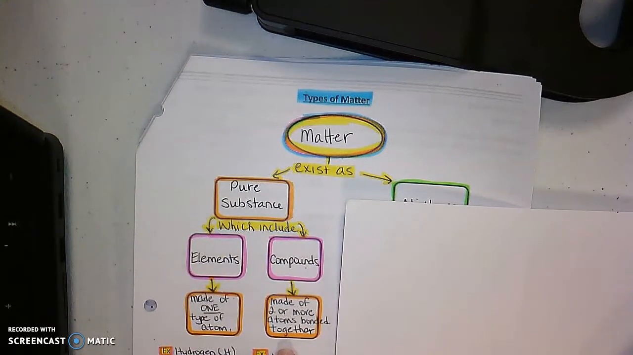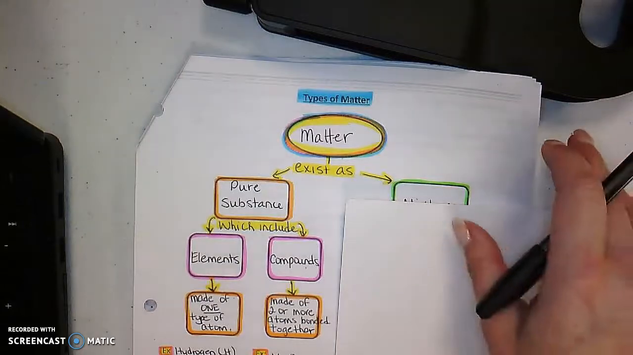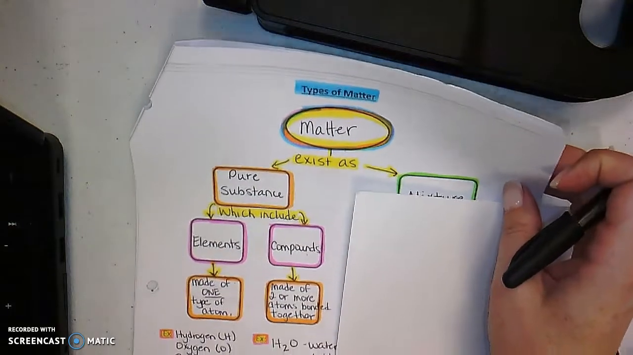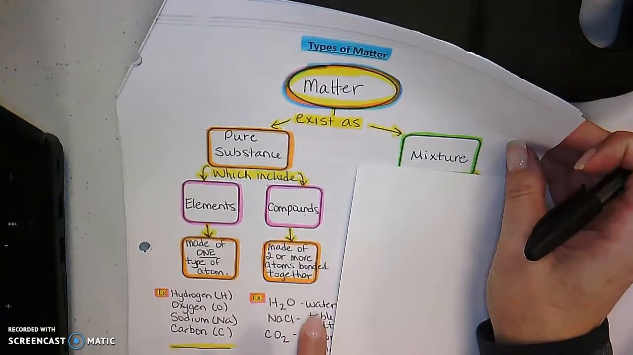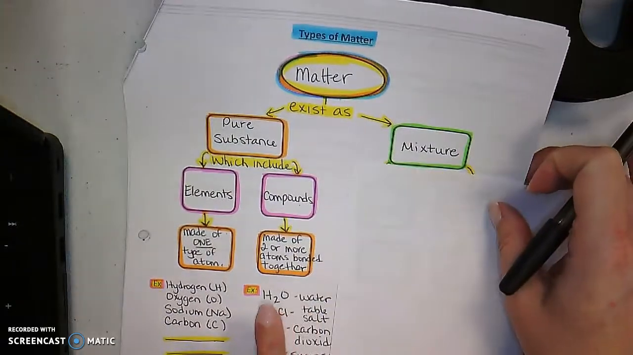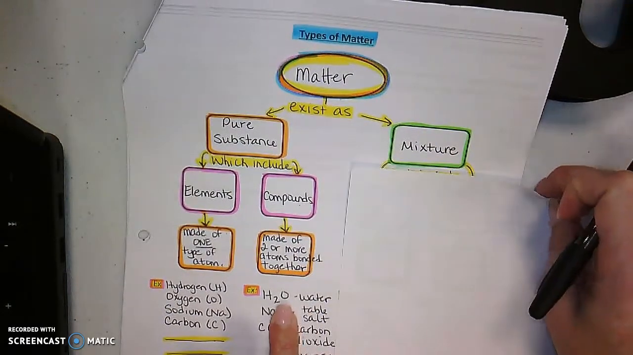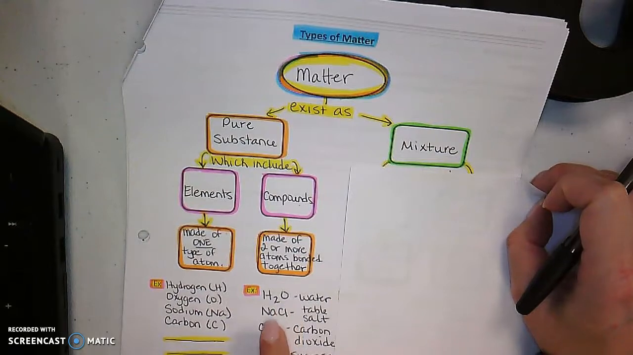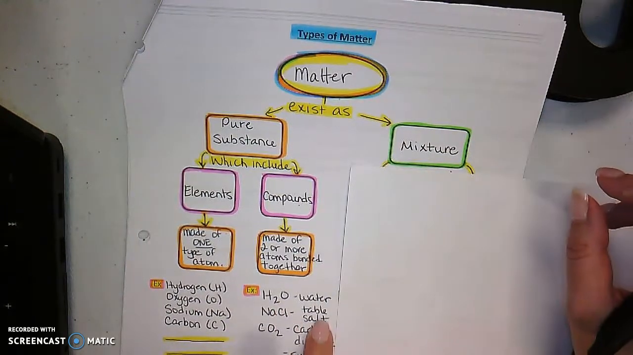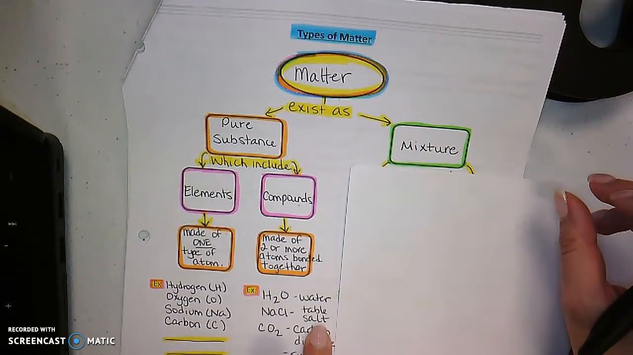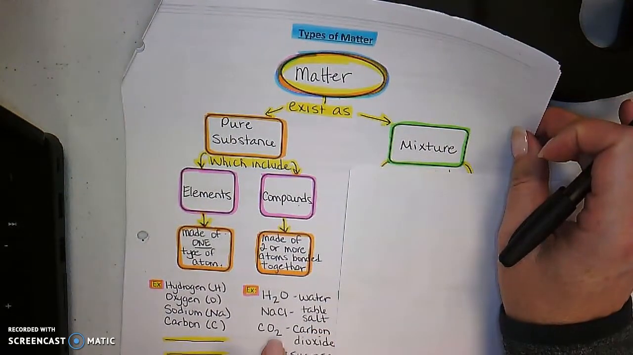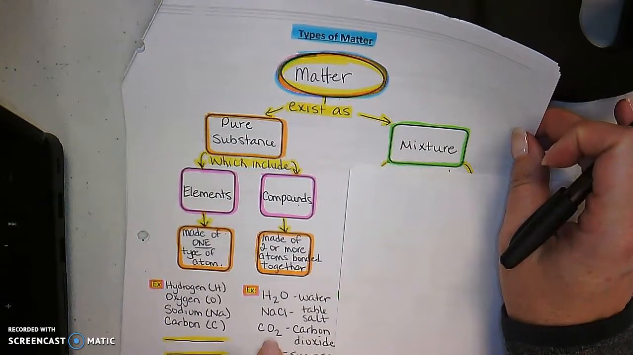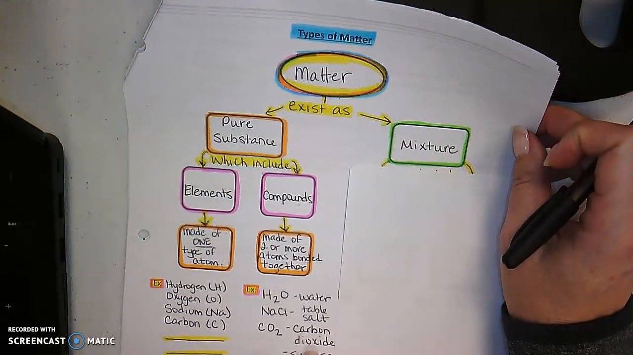So some common examples of compounds that I have for you are H2O, which is water, made of hydrogen and oxygen, 2 hydrogens and 1 oxygen. NaCl, that's sodium chloride, which you know as table salt, which you would cook with or eat on your French fries. Then CO2, 1 carbon and 2 oxygens, that is carbon dioxide.